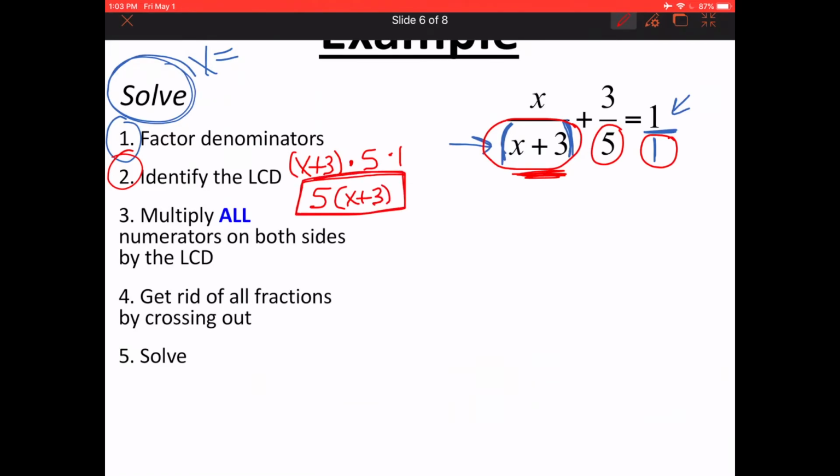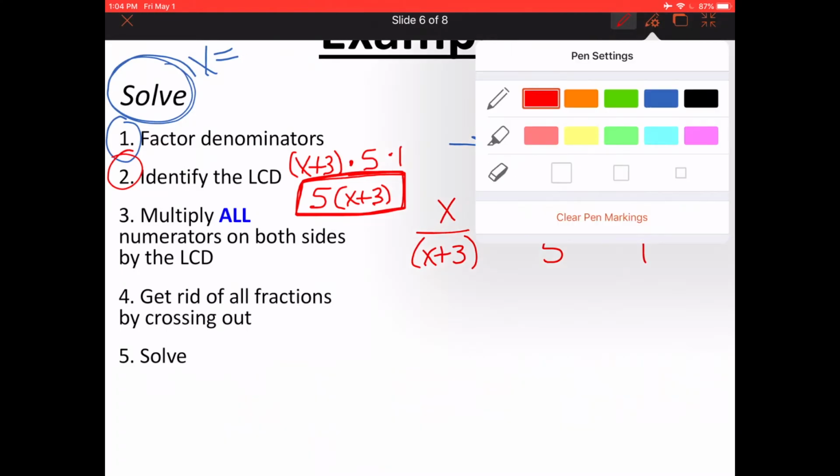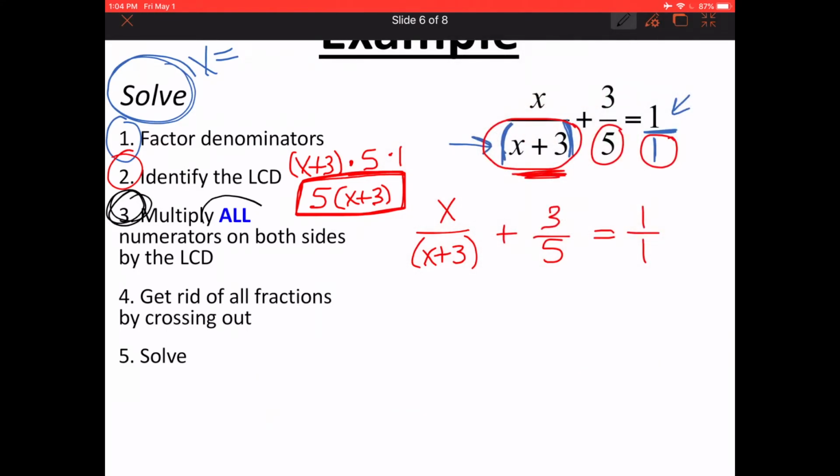Notice you do not need to distribute, okay? We don't need to distribute when we're dealing with common denominators. So let me rewrite my problem. X over x plus 3 plus 3 over 5 equals 1 over 1. Because now we're going to go to step 3. Multiply all the numerators on both sides by the LCD. So here's my LCD, and I'm going to multiply all the tops by that. So times 5 times x plus 3, times 5 times x plus 3, times 5 times x plus 3.